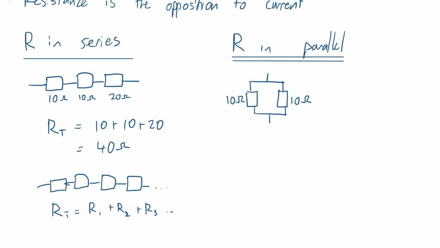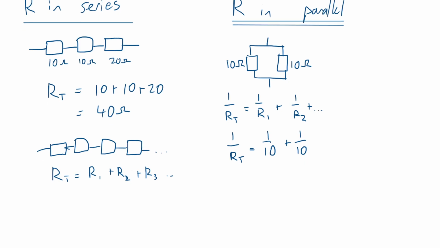The way you probably have been taught in class, and is on your formula sheet, is 1 over the total resistance is equal to the sum of 1 over the individual resistances. That goes on for however many branches you have. In this case, 1 over RT is 1 over 10 ohms, that's the first branch, plus 1 over 10 ohms again, that's the second branch, and we're solving for RT. On the right hand side, add the two fractions. In this case, the denominators are the same, so it would be 2 over 10.